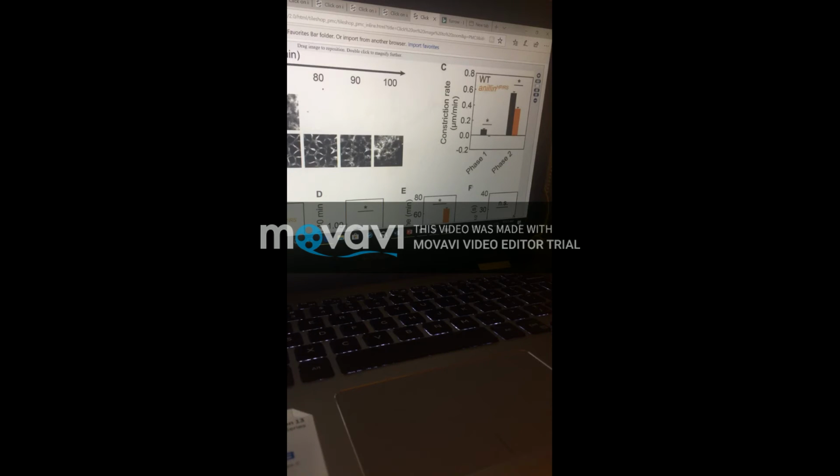C is comparing the constriction rates for the phase 1 and phase 2. In phase 1, only the wild type is constricting. In phase 2, the wild type and the annealing mutant are constricting, but the wild type is constricting at a higher rate. D is showing the circularity at 40 minutes for the wild type and the annealing mutant.